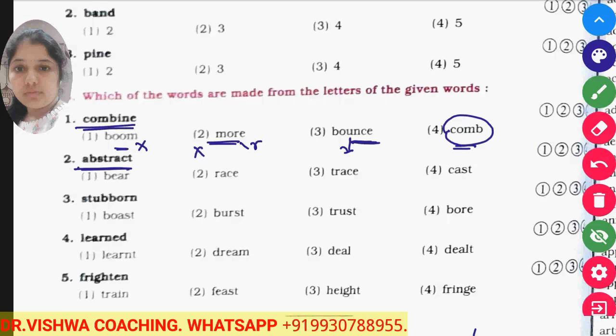Now abstract is the given word to you. If you look carefully, you will find which is the word formed from this abstract. So beer, again E is used which is not there in abstract.